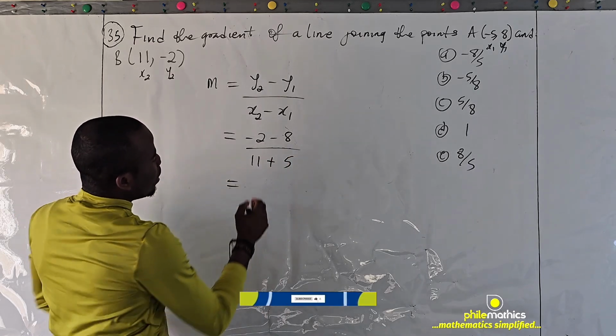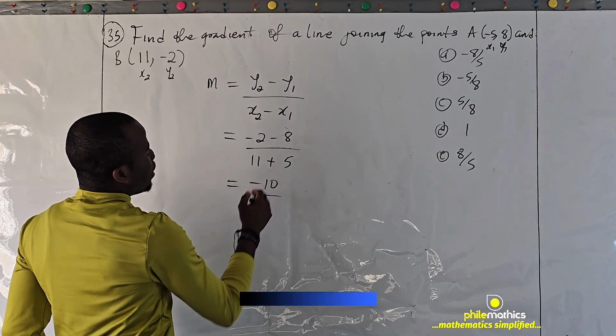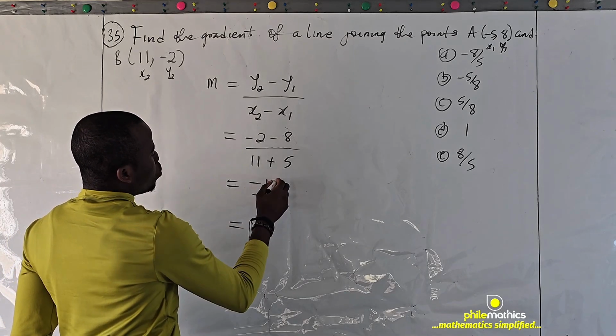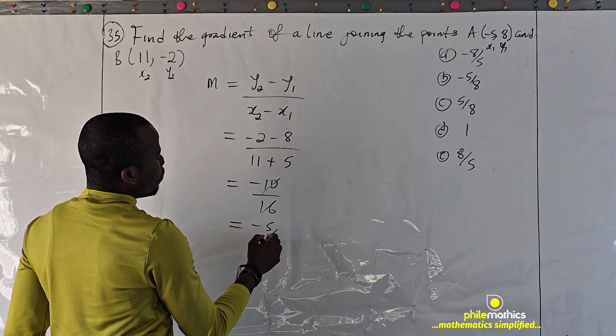So minus 2 minus 8 is minus 10. 11 plus 5 is 16. And 2 can go, so the gradient is minus 5 over 8.